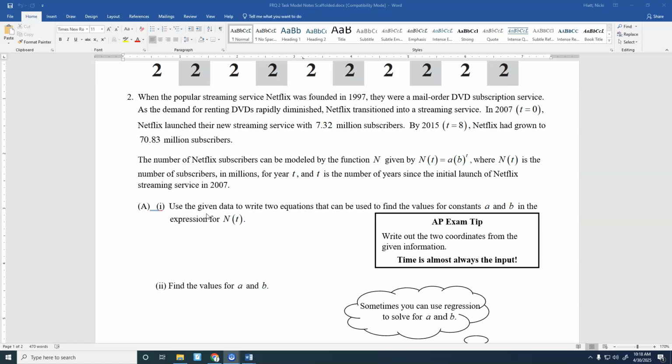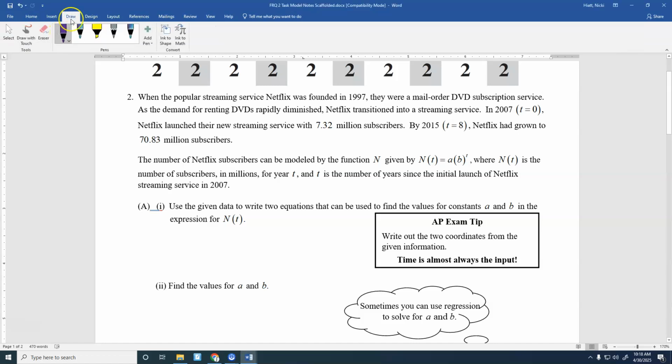So, in this case, they may give you several different types of equations right here for that N of T equals A times B to the T. It could be a log, it could be an exponential, it could be something else. But logs and exponentials are the main ones that they use here. So, what you need to do is think of the points that you would have. T equals 0 is 2007. They have 7.32 million subscribers.